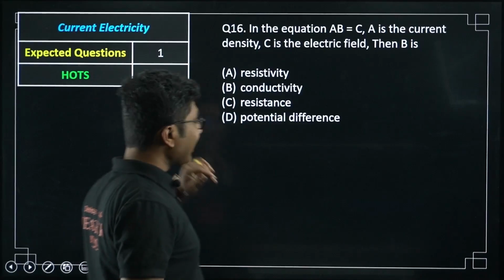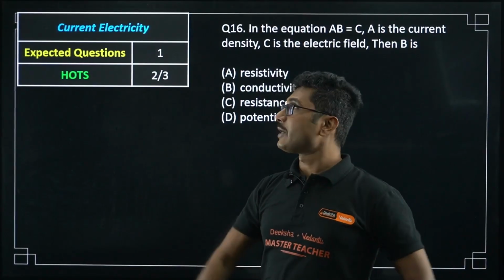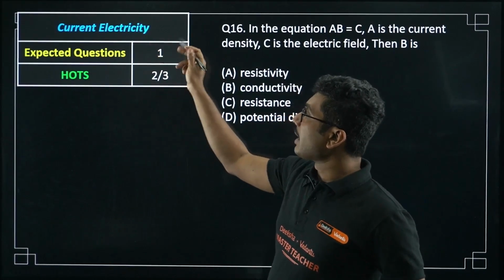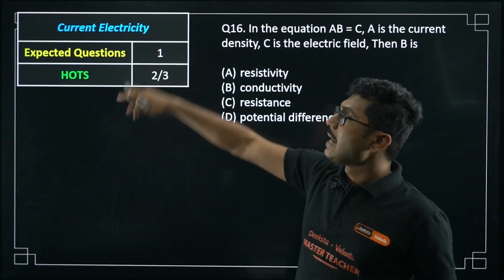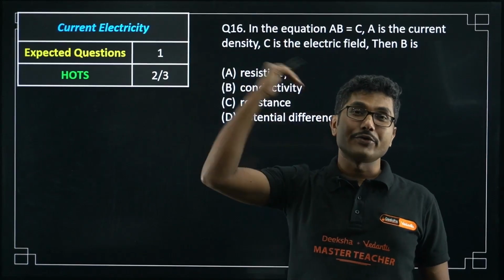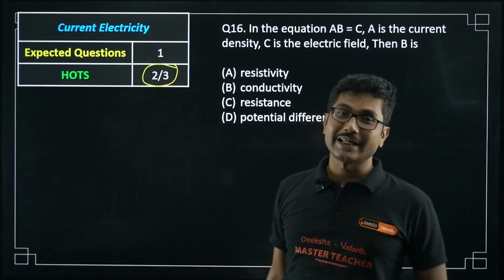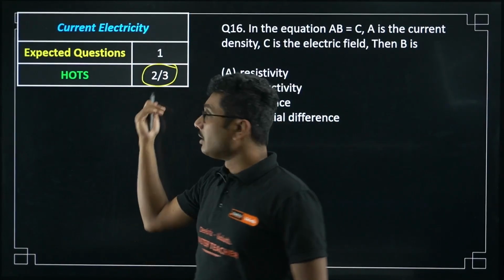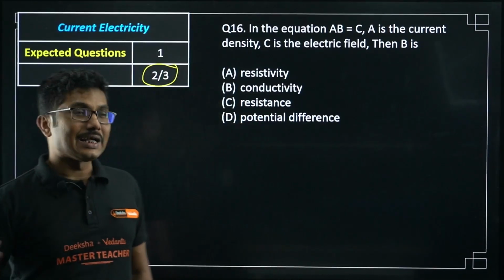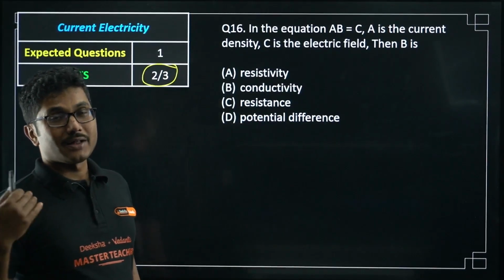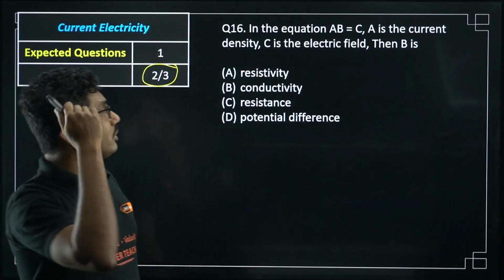Next chapter, current electricity. Another very important chapter. From this chapter, one question will come, not more than one, but there is a high chance that the question will be a HOTS question. Why? 2 out of 3 blueprints are saying that the question from this chapter will be a HOTS question. So there is a high probable chance that the question from this chapter will be a HOTS question. Okay, so let's see the first question.